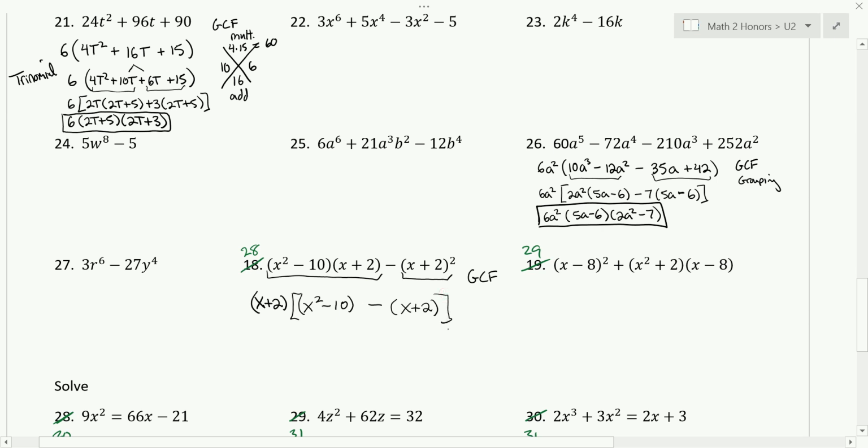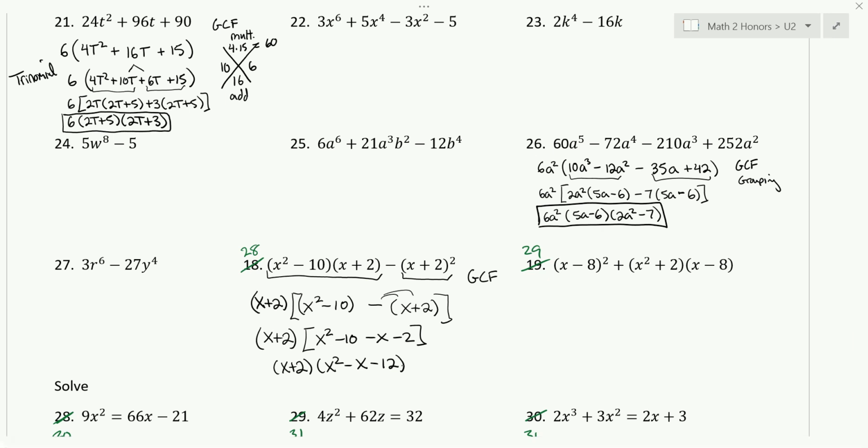Okay. Now the next thing I'm going to do is simplify this a little bit in here. I'm going to distribute the negative. Don't multiply. Multiplying is the opposite of factoring. But I get x squared minus 10 minus x minus 2. And I could reorder those and add the negative 10 and negative 2, and I get x plus 2 times x squared minus x minus 12. Everybody following that okay? All right, are we done?